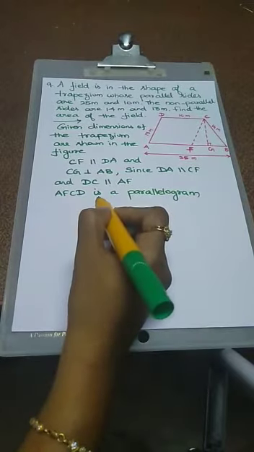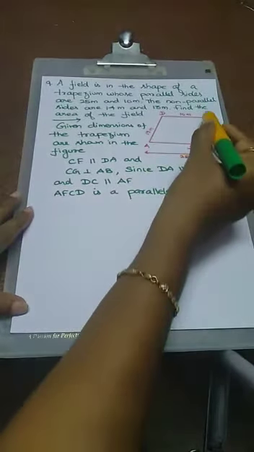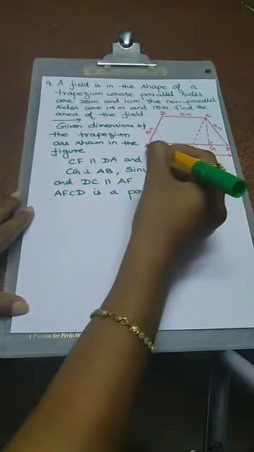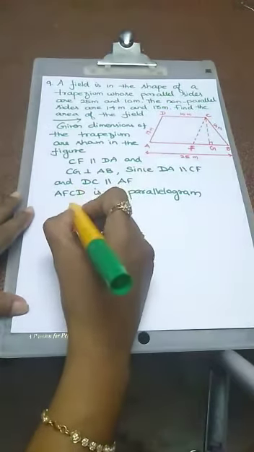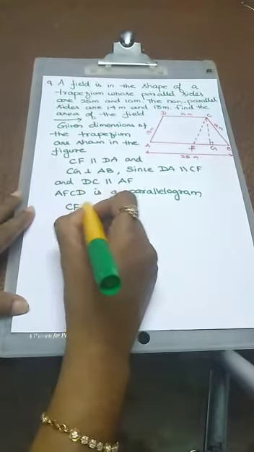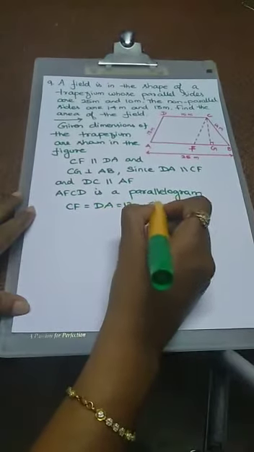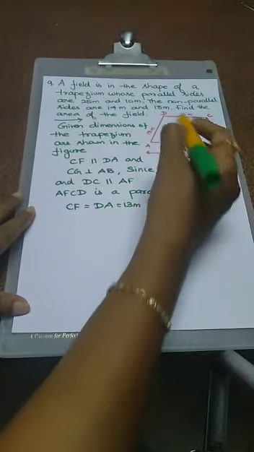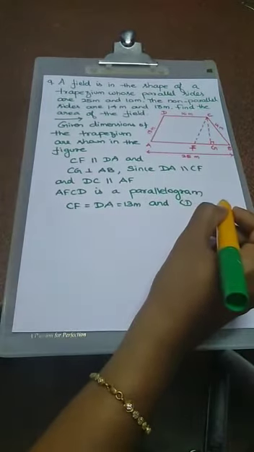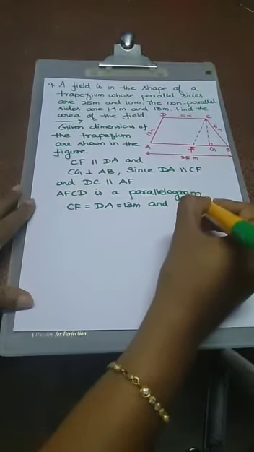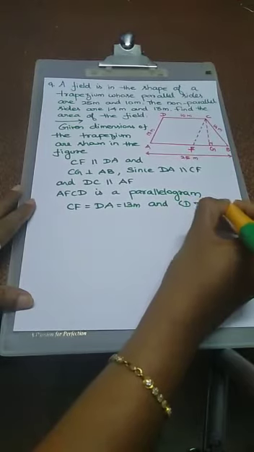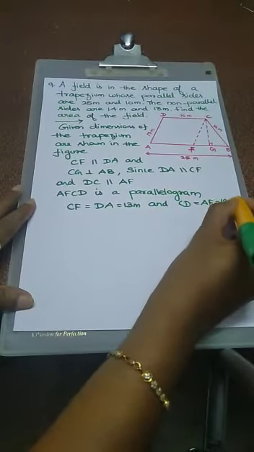So take the value. AD is 13, which means CF also 13. So CF equal to DA equal to 13 meter. And another one, CD value 10, so AF value also 10. CD is equal to AF equal to 10 meter.